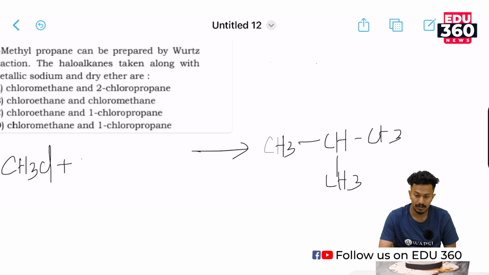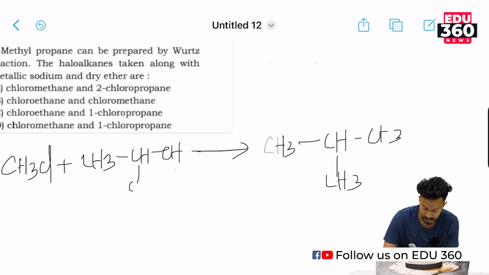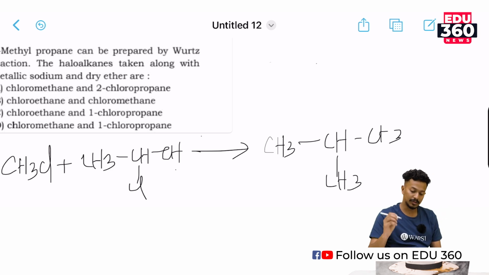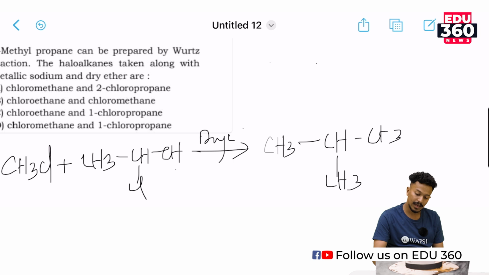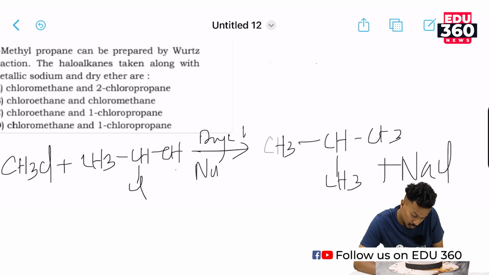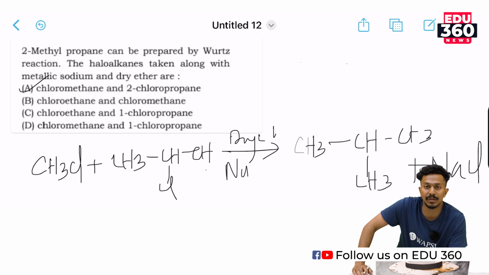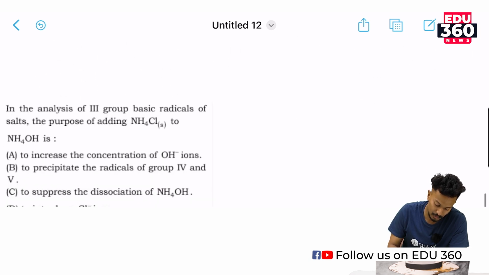and 2-chloropropane. Okay, 2-chloropropane. Yes. Isn't it? So that we get the correct option for this one, along with dry ether and sodium. We get a byproduct of sodium chloride. So the correct option would be chloromethane and 2-chloropropane, option number A. Okay, this is the Wurtz reaction between 2-chloropropane and chloromethane. Moving on to our next question.